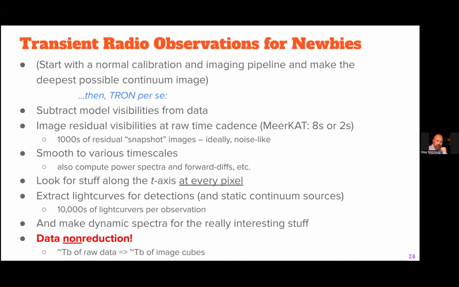So you end up with thousands of these snapshot images. And ideally, they should be noise-like because you've subtracted your continuum model. In practice, they're anything but. I'll be showing you some images in a second. But now that you've got these thousands of images, you form up 4D cubes. And now you smooth these cubes to various timescales because you're looking for fast transients, you're looking for slower transients, and do things like compute power spectra, more on that later. And then we look for anything interesting along the time axis, essentially at every pixel of that image cube.